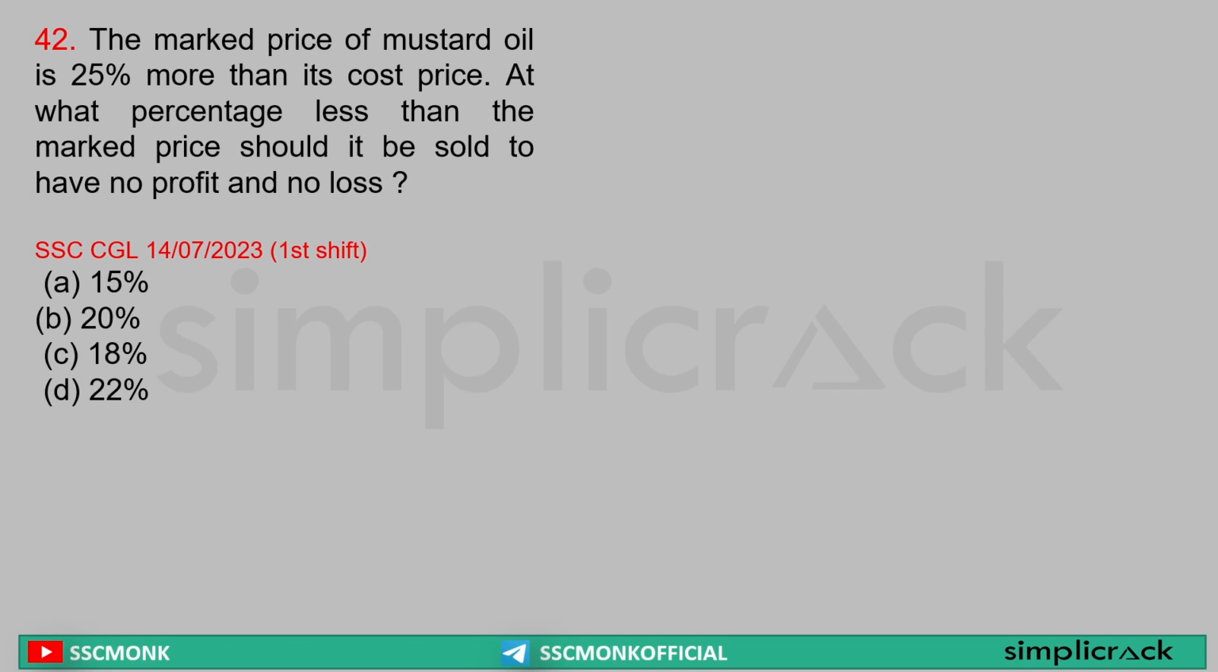Next. The marked price of a mustard oil is 25% more than cost price, but at what percentage less than the marked price should it be sold for no gain, no loss? Sir, 100 cost price. Marked price 25% more. So that means it is 125. Now he wants to sell it at 100 rupees because of no gain, no loss. That means 25 discount on 125 into 100. 25 5s are 125. 5 by 100 is equal to 20%. Clear? Yes or no? Yes.